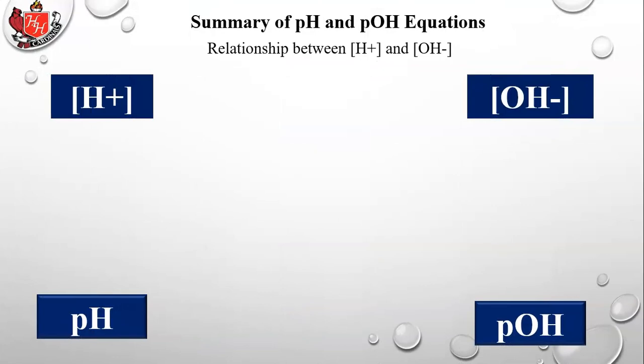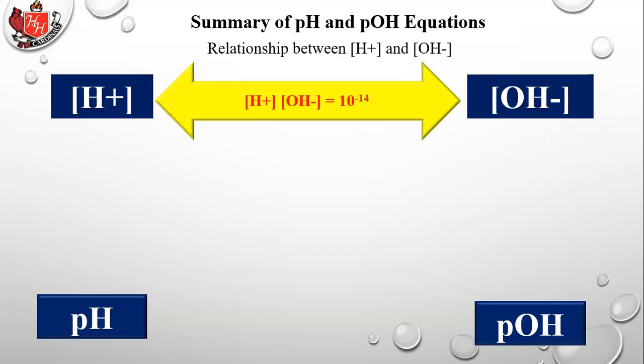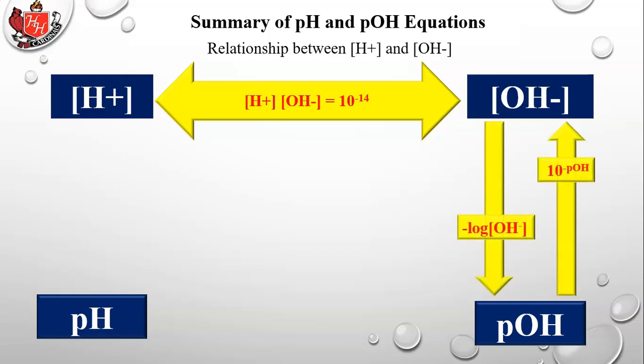So here's a summary of the relationships if you want to get between any of those four variables. To get from H plus to OH minus, you simply know that the relationship is hydronium H plus times OH minus equals 10 to the negative 14th. To get from the hydroxide ion concentration OH minus to the pOH, you take the negative log of the hydroxide, and to go back in the other direction from pOH to the hydroxide ion concentration, you raise 10 to the minus pOH.